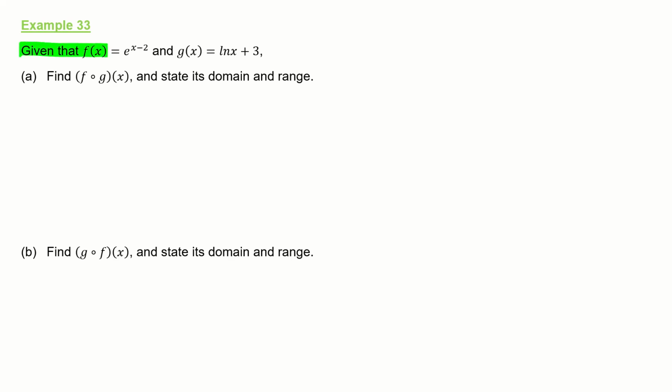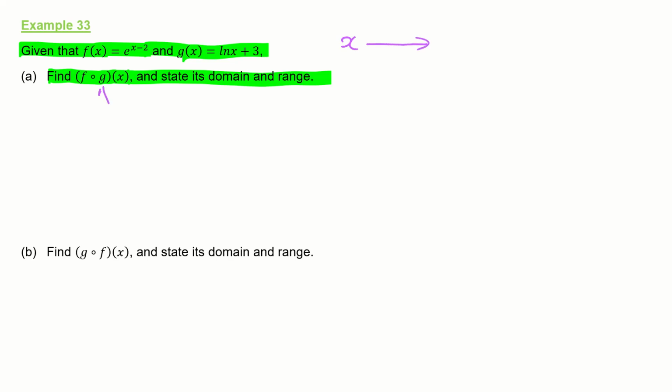Given that f of x is e to the x minus 2 and g of x is ln x plus 3, find f of g of x and state its domain and range. So, composite function: if we start with x, the first thing that happens is it goes into the function g.